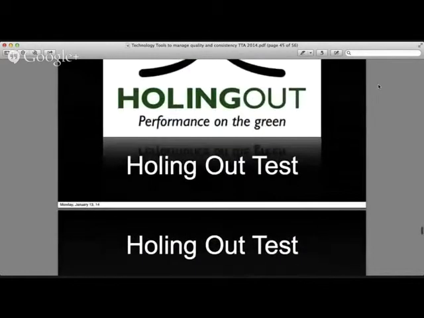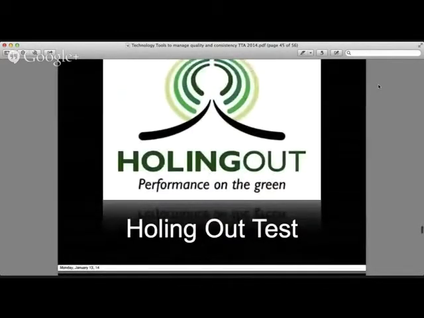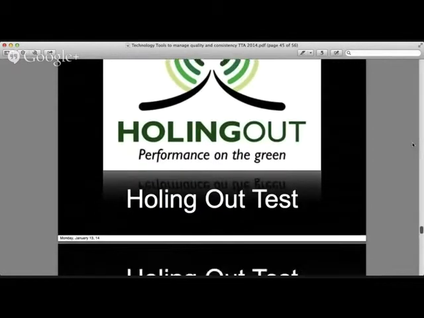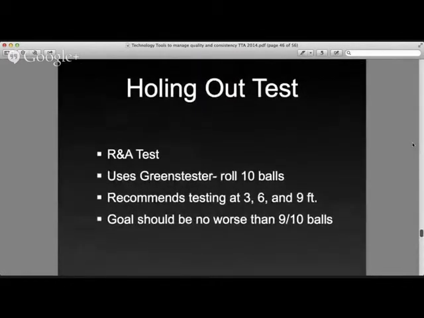The holing out test is a test that was developed by the RNA. One more slide, Bill. Basically it uses that greens tester, which is a curved ramp that allows the ball to roll smoothly out onto the green. You set it up. You can use it on breaking putts, uphill putts, downhill putts. No difference where you do it. You continue to adjust the unit until you make 2 balls in a row, and then you roll 10 balls from that location, and you measure how many out of that 10 go in the hole.